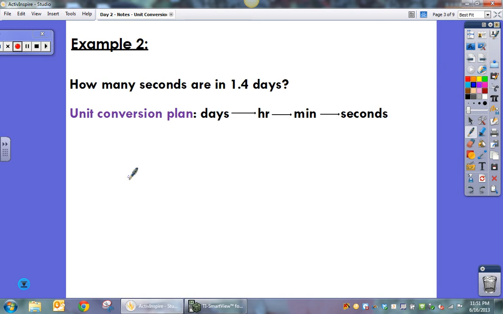It asks us how many seconds are in 1.4 days. Well, in this case, I'm not going to be able to go straight from seconds to days. I personally don't know off the top of my head how many seconds there are in a day. If you do, that's awesome. You can go straight there, but I don't. So I'm going to use this conversion plan.